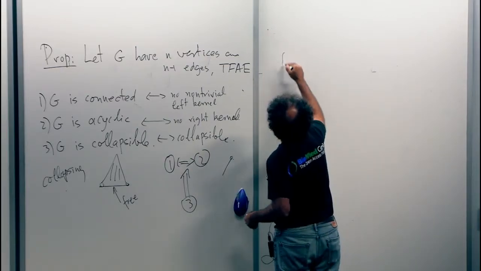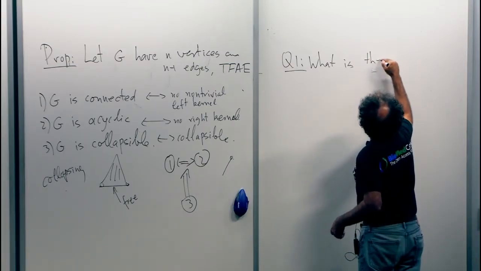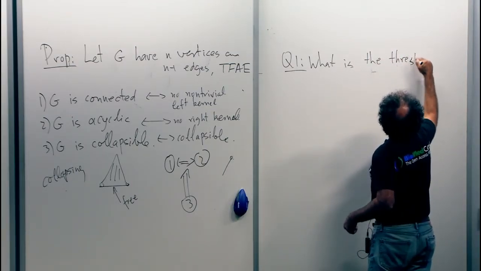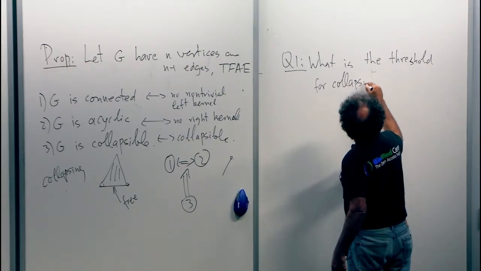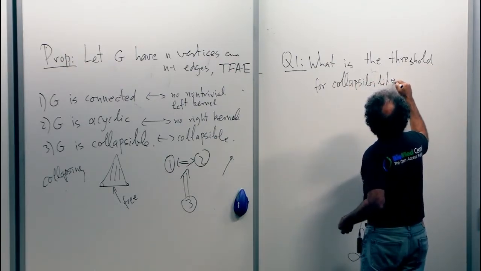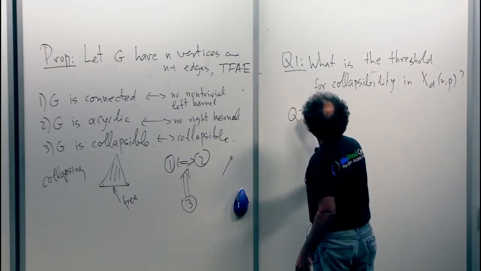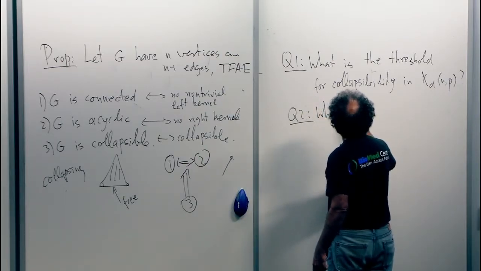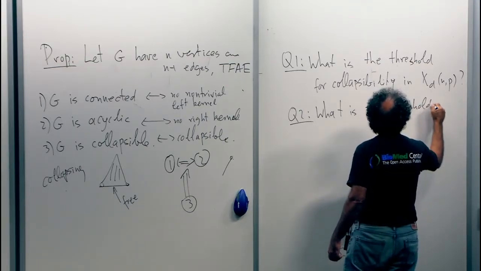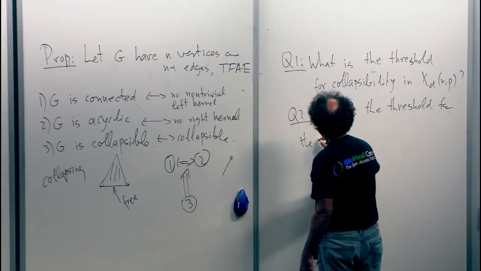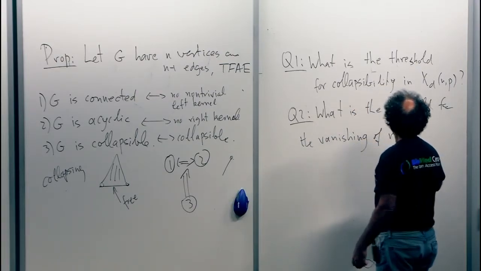So question 1, what is the threshold for collapsibility in X, D, and P. Question 2, what is the threshold for the vanishing of the right kernel?